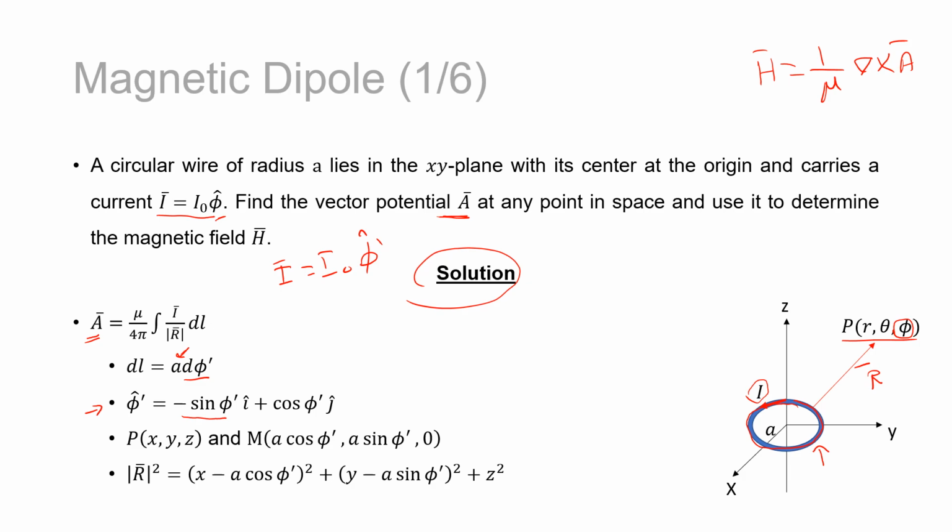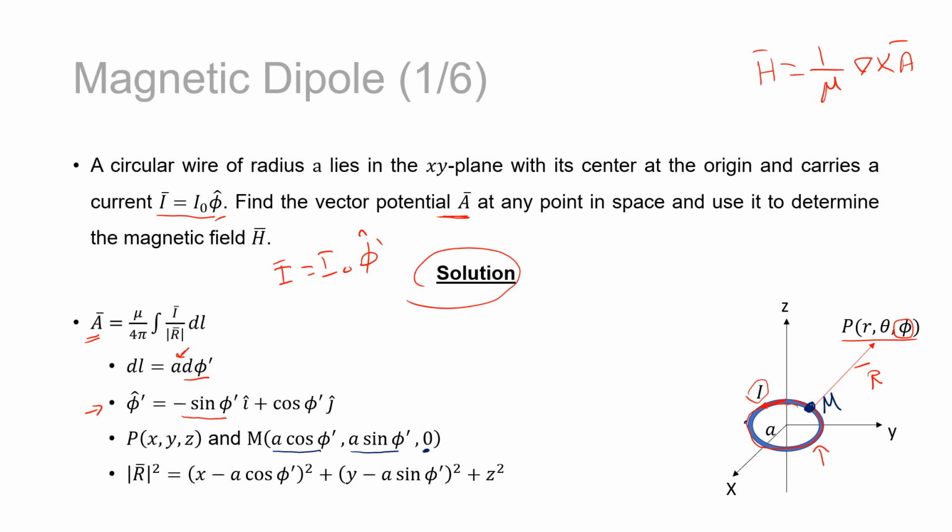Now we need to understand what our points are. We have 2 points. The point where we calculate the current here, for example, will depend on phi dash and a. So say this is m, and m has x coordinate a cosine phi dash and y coordinate a sine phi dash, and of course since we are in the xy plane, z equals 0.